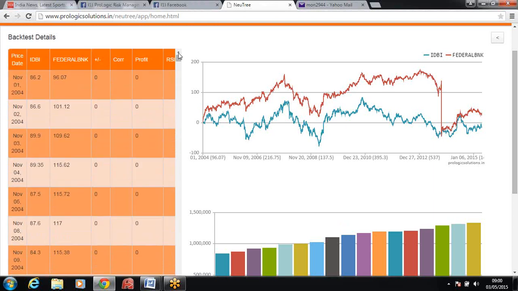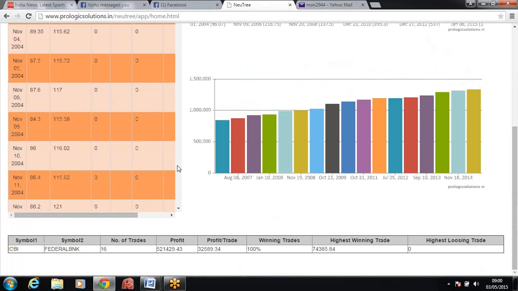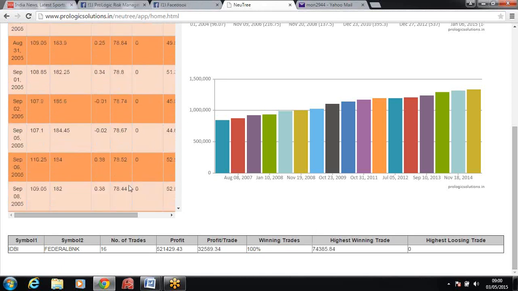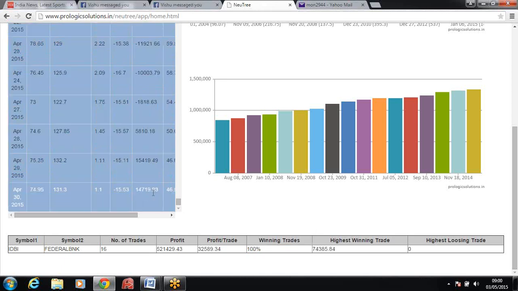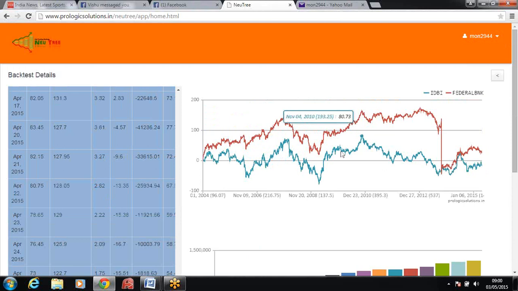So these are the trades that we have in Federalbk and IDBI. We have seen all 100% winning trades here. So the current trade also will close in profits, maybe tomorrow. Once this comes down to 1, below 1, then you close the trade. So this is the beauty of the pair strategy. We'll see some more examples in another session.